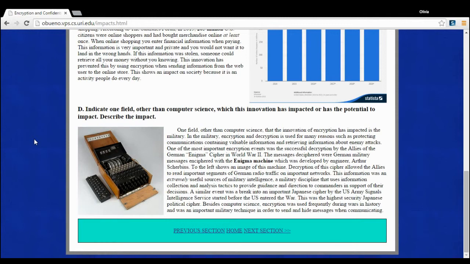Another event was a break into an important Japanese cipher by the U.S. Army Signals Intelligence Service. This shows that encryption is a very important military technique in order to send and hide messages when communicating.